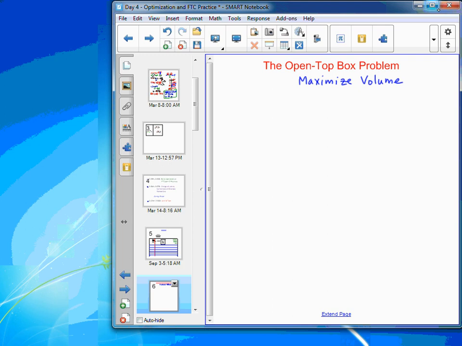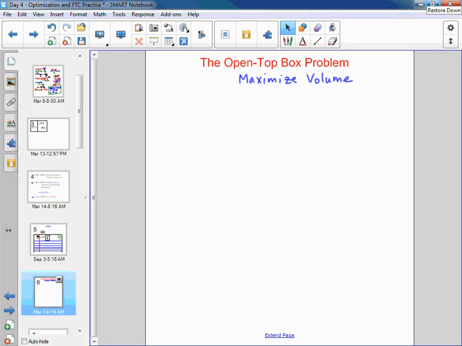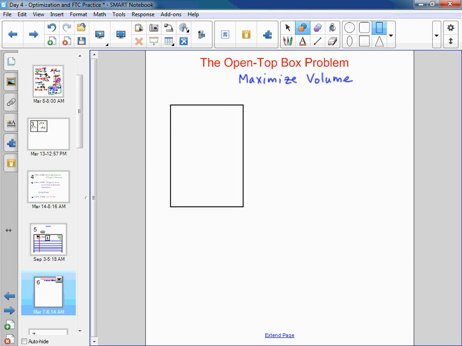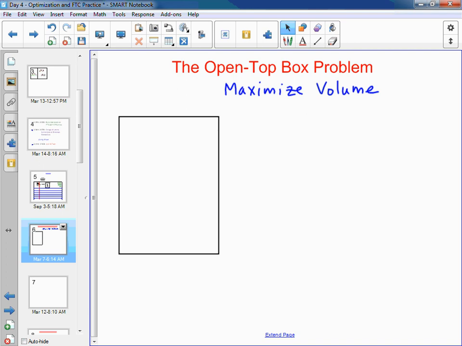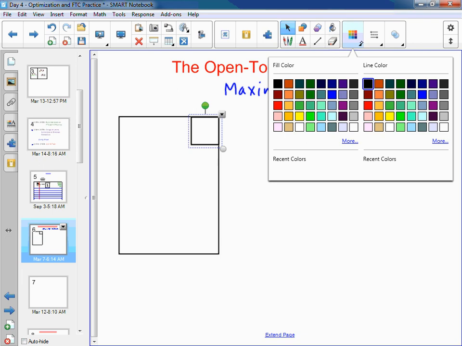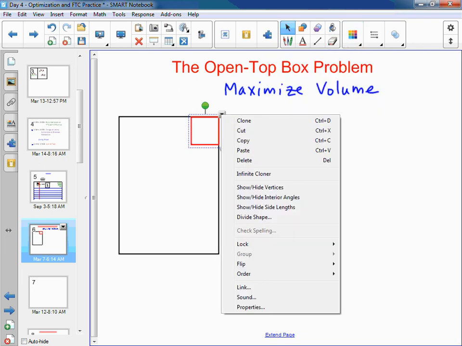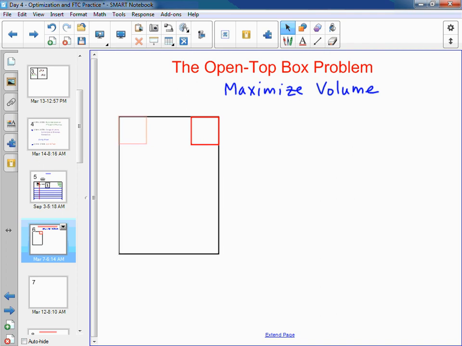Okay, ladies and gentlemen, let's go ahead and make a nice picture of this. So we'll go ahead and get our 8.5 by 11 sheet of paper. And we know that we're going to cut out squares of side length x from each of the corners. And it would be pretty sweet if we made that red.